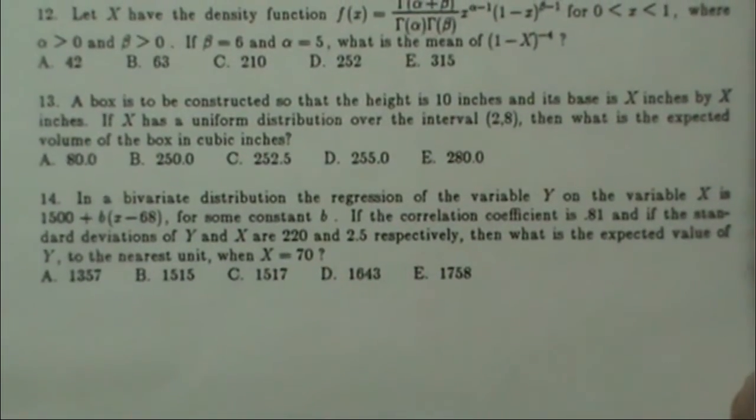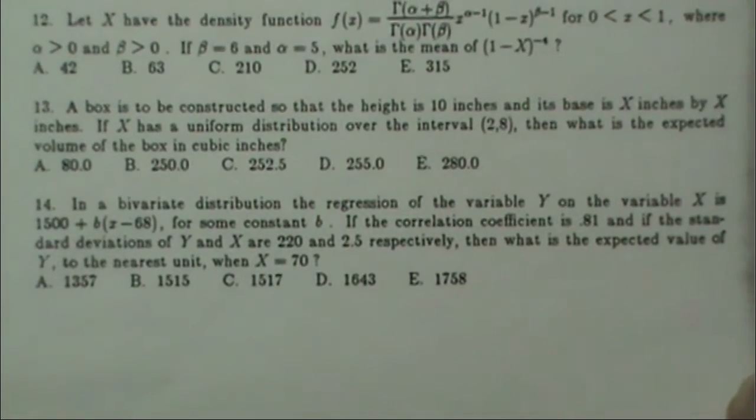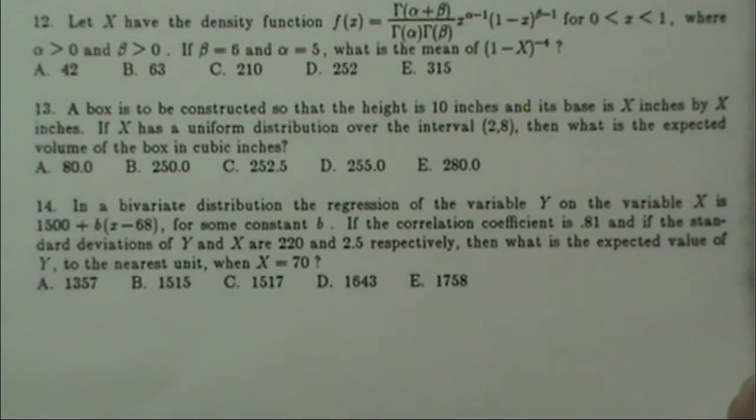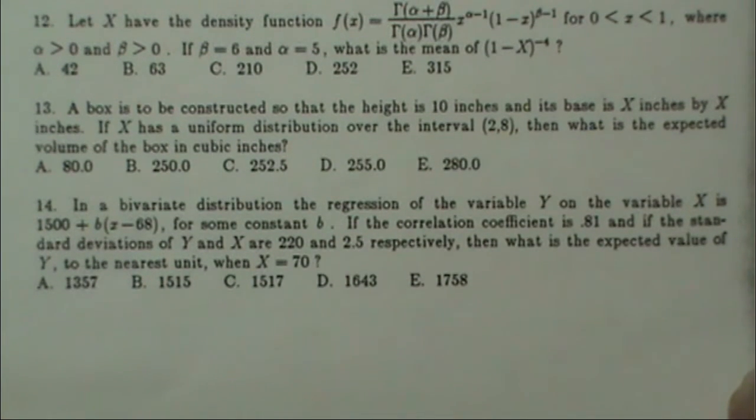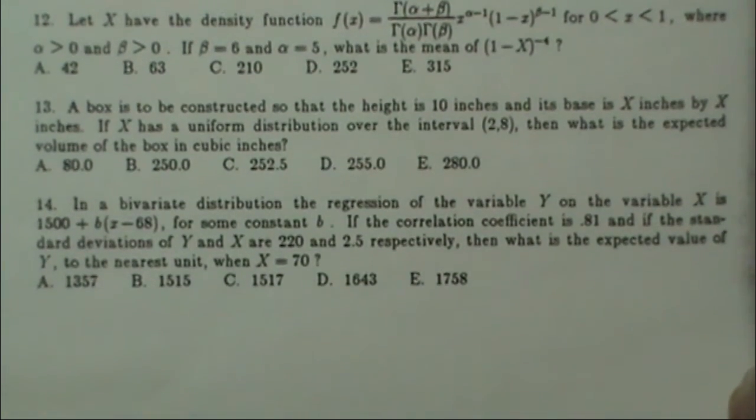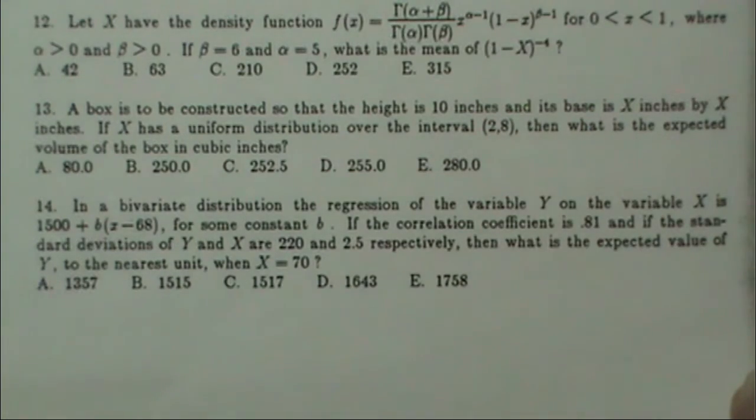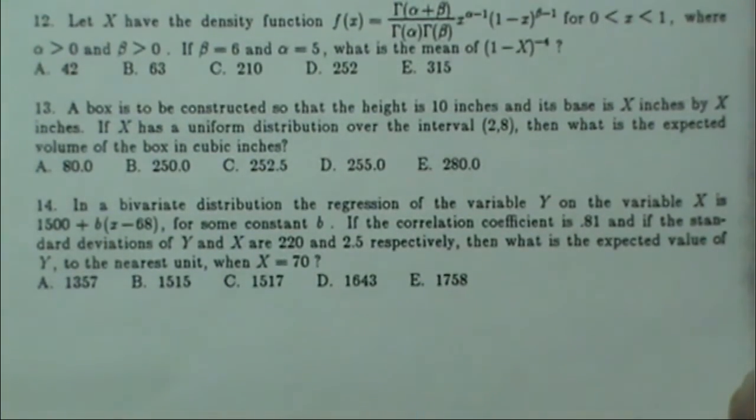Number 14, in a bivariate distribution, the regression of the variable y on the variable x is 1500 plus b times x minus 68 for some constant b. If the correlation coefficient is 0.81 and if the standard deviation of y and x are 220 and 2.5 respectively, then what is the expected value of y to the nearest unit when x is equal to 70?